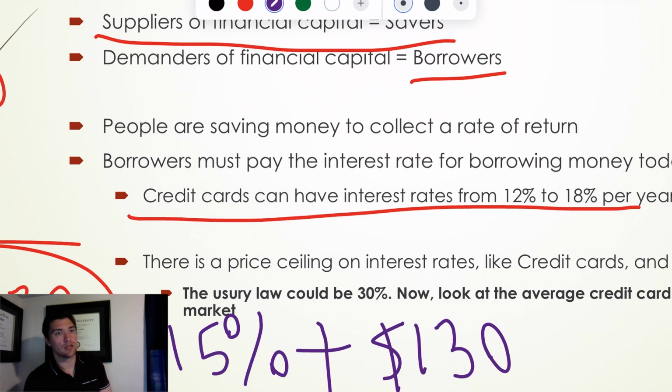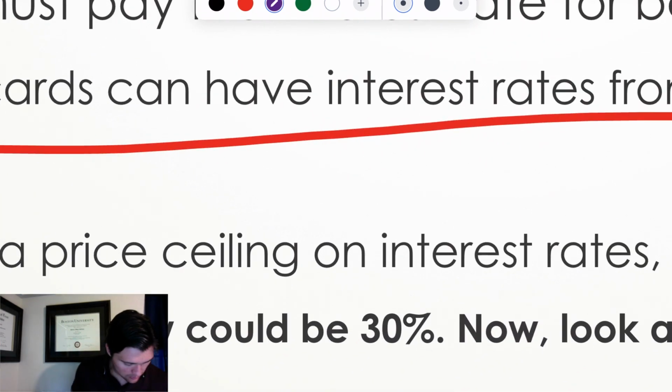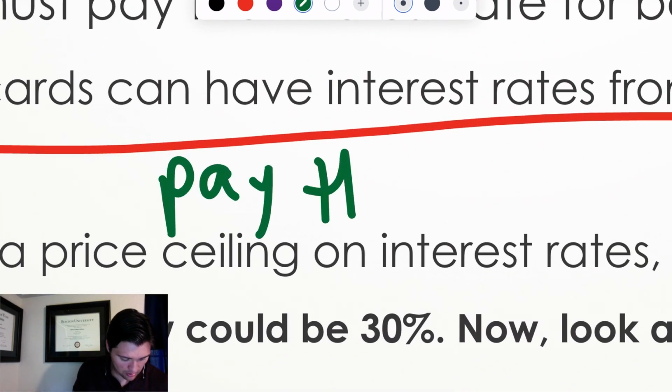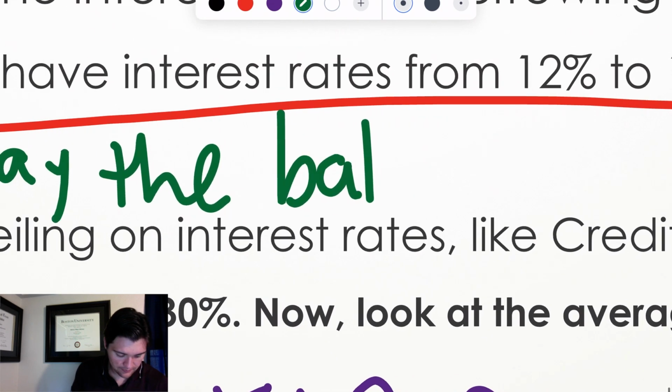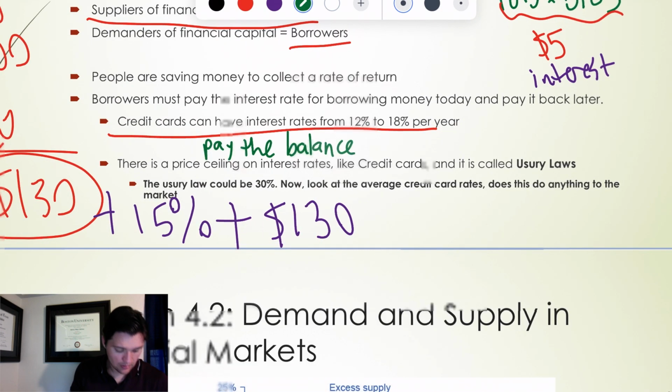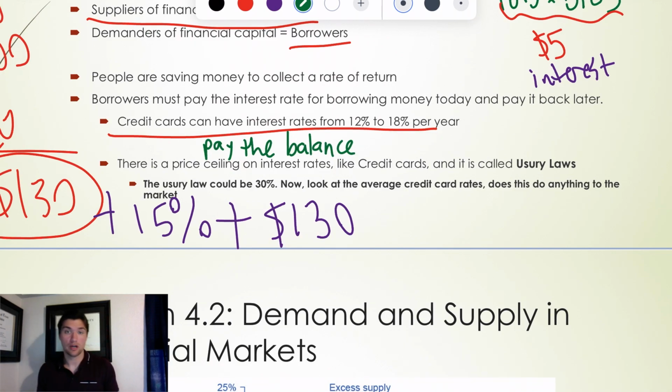So that's where a lot of people get caught up in credit card debt, because they can never get caught back up. You're always spending money on stuff, and then you get charged the interest rate, and the interest rate is really, really high. So that's how credit cards work. Make sure you always pay the balance. That's the key thing. Pay the balance. Okay? If you owe $100, pay the $100. That way you don't have to pay extra money for borrowing.